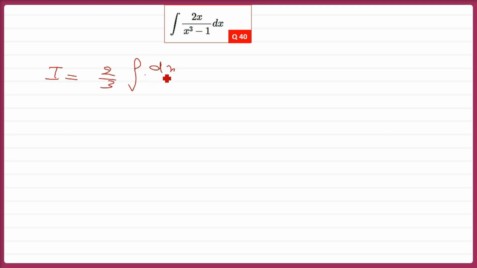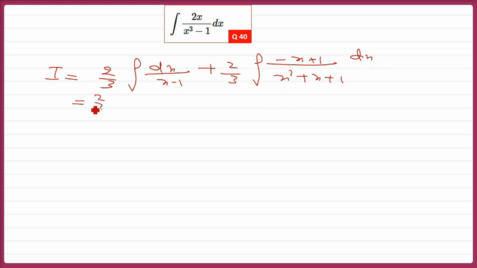2/3 integration of dx divided by x minus 1 plus 2/3 integration of (negative x plus 1) divided by x square plus x plus 1. And if you remember, the 2/3 and negative 2/3 we have taken from the numerator of the second term and brought in front of the integration. The first will become 2/3 log modulus of x minus 1.